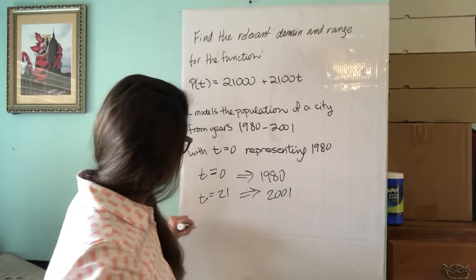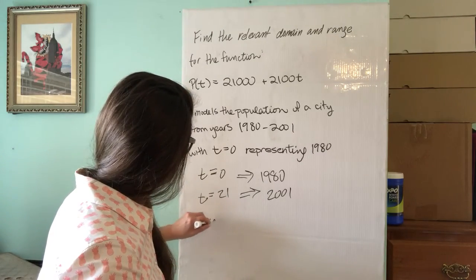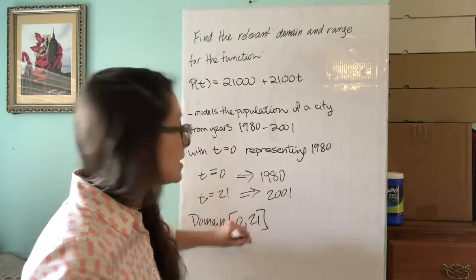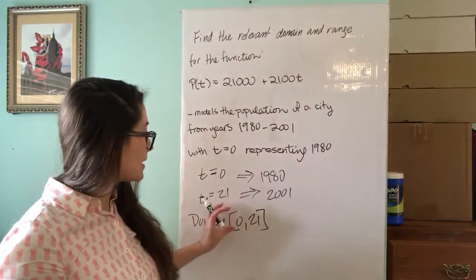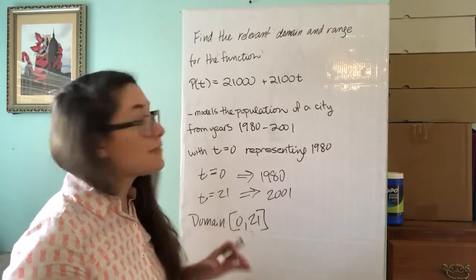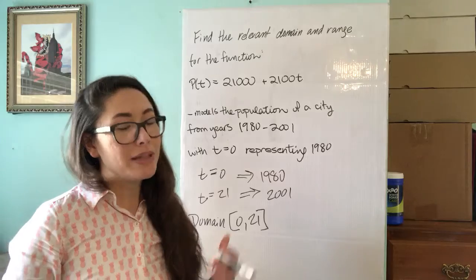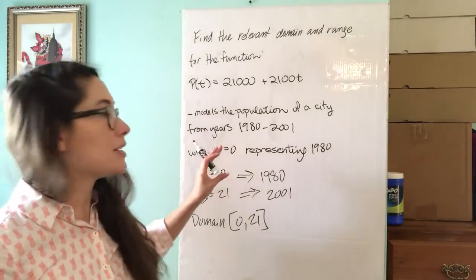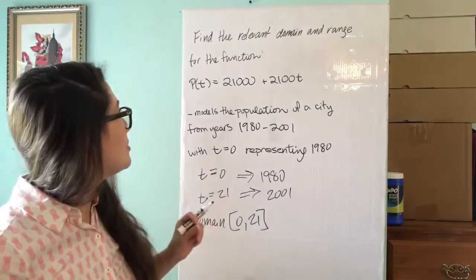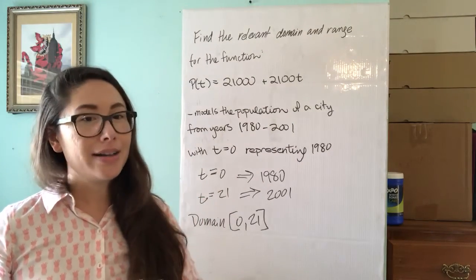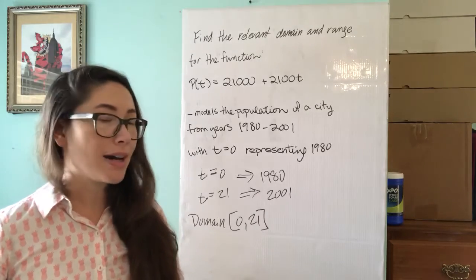So the domain would be 0 to 21 inclusive, which means you use the square brackets. Okay, and that's the domain. To find the range, that would be the population, right? The population amount. So you want to go from the lowest population to the highest. The range would be from the lowest to the highest.